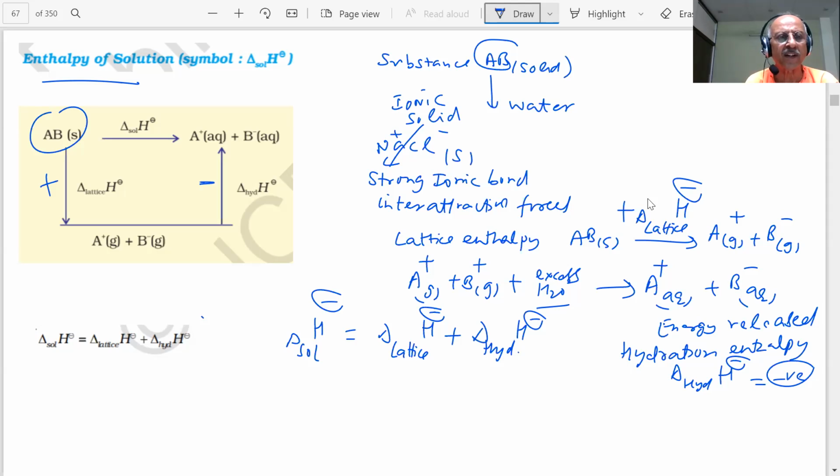So I hope you understand this is delta solution. Enthalpy of solution is equal to delta lattice enthalpy plus delta hydration. This value is positive and this value is negative. Here heat will be evolved when hydration takes place. Here heat will be absorbed when you break the bonds. When you break this ionic bond into gaseous ions in the solution, you will need energy, student. Okay, is it clear?